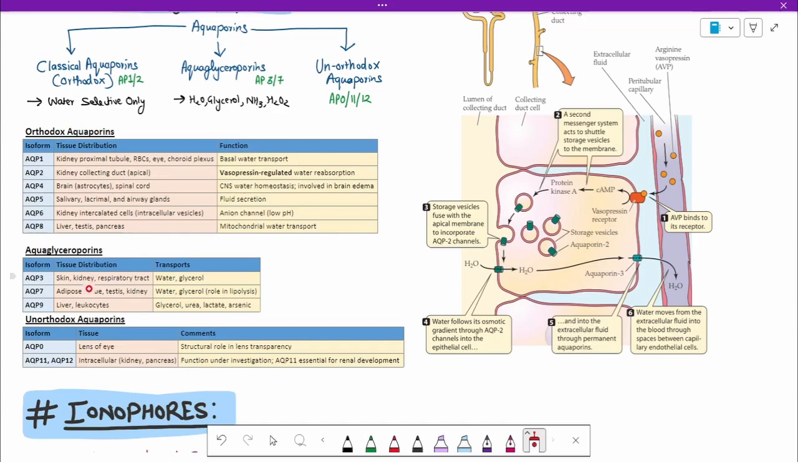And if we talk about aquaglyceroporins, the main aquaglyceroporin we need to know is aquaglyceroporin 3, which is also present in kidney cells and responsible for transportation of reabsorbed water into the blood supply, as you can see here. And in case of unorthodox aquaporins, we have aquaporin 0 in the eye, and we have aquaporin 11 and 12 in kidney and pancreas.